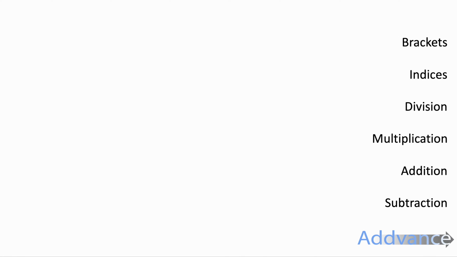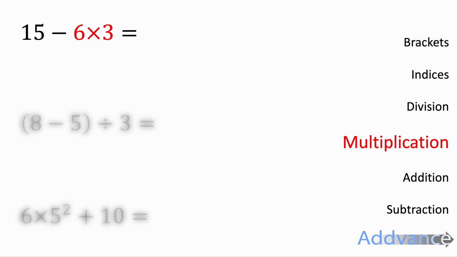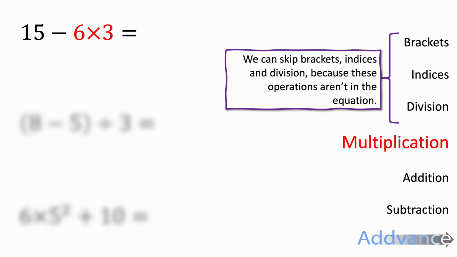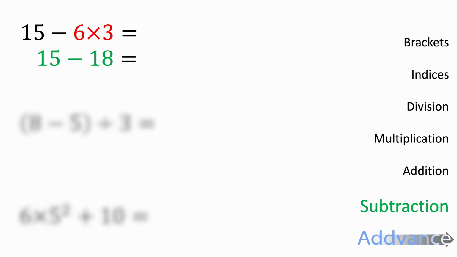So, we'll look at these examples on screen, and we'll start with 15 minus 6 times 3. We're going to skip the brackets, indices and division because there's no brackets, indices or division in this expression. So we skip straight to multiplication. It says 6 times 3, so that becomes 18. And we get 15 minus 18. Once we've done multiplication, we do addition, but there is no addition. So then we go to subtraction. 15 minus 18 is equal to minus 3, and that is the final answer.